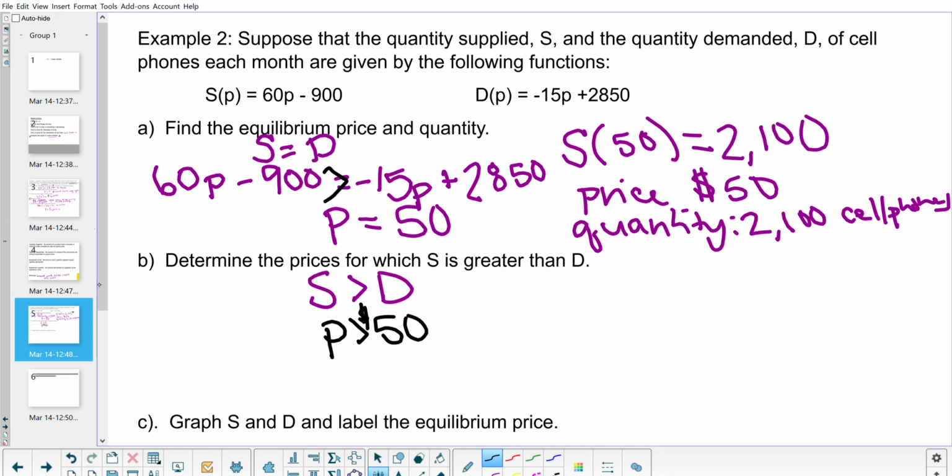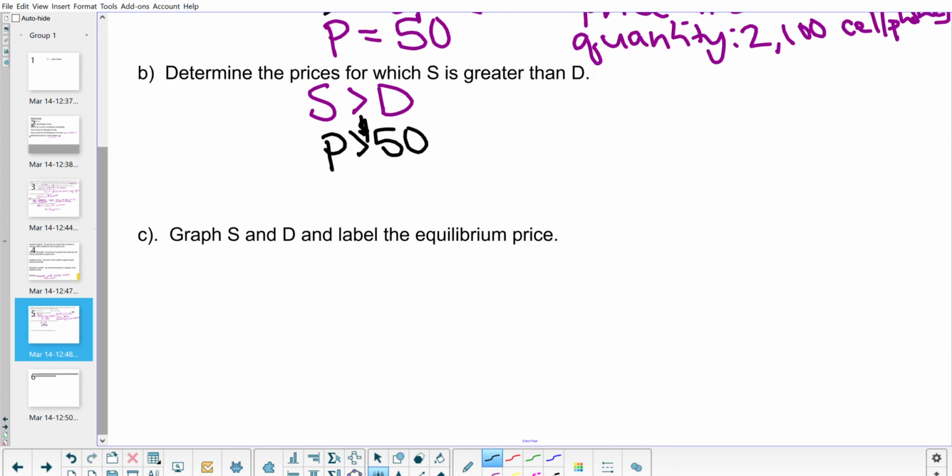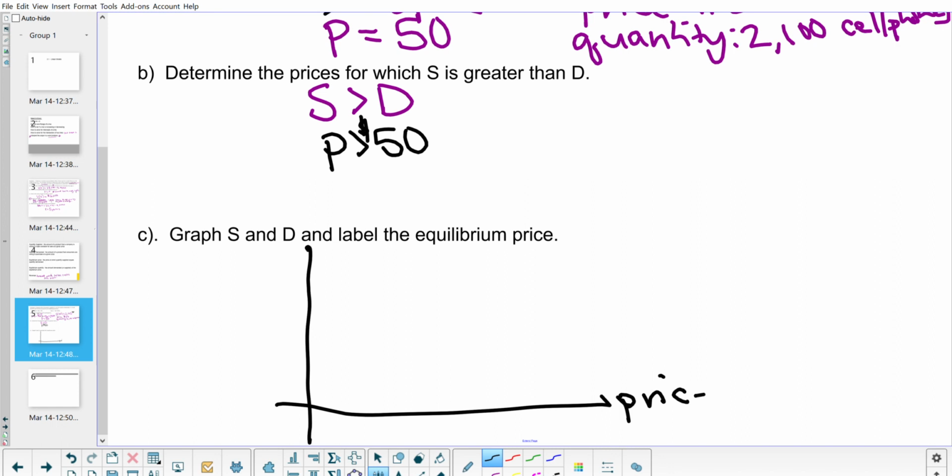Okay, so then it also says to graph these and label the equilibrium price. Well, the first one, okay, so I'm going to get used to just graphing in quadrant 1 because that's where these are going to exist. This is price. Input is the price, and then the output is the number of cell phones. Okay. Alrighty, well, the supply had like a negative y-intercept. Let's see. So then it's going to come up, I don't know, something like this.